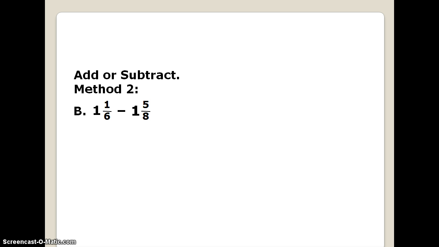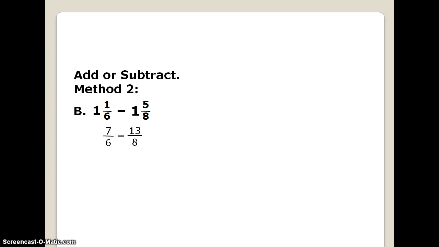Let's try method 2. 1 1/6 minus 1 5/8. First, we need to turn these into improper fractions. It gets too messy when we have to try to borrow from whole numbers. So instead of using the whole numbers and mixed numbers, we turn these into improper fractions.